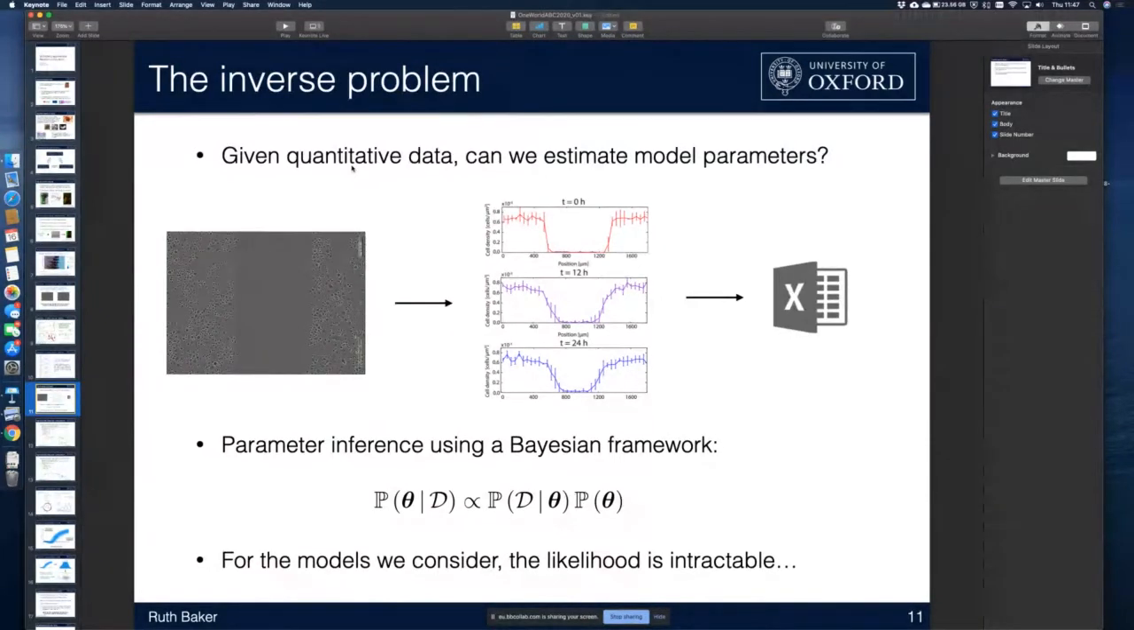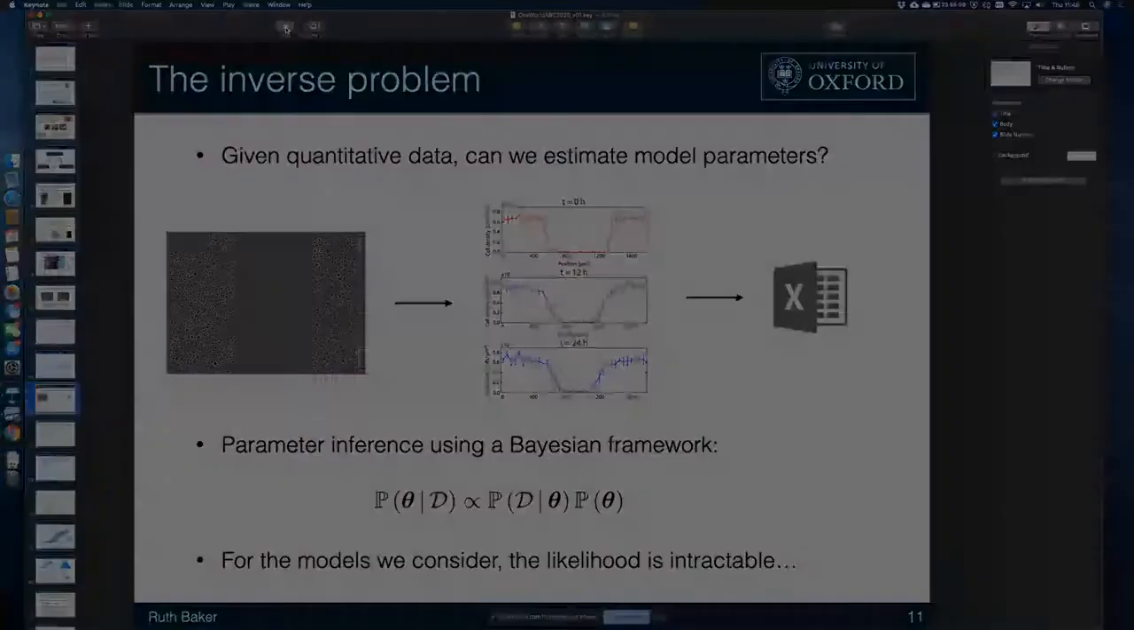So we began to think about working within a Bayesian framework, estimating the parameters of a model theta given data d in terms of the posterior parameter distribution. Using Bayes' rule, we write that as proportional to the product of the likelihood and the prior distribution. Both the models that I described to you have an intractable likelihood, so we were straight away thinking about likelihood-free methods, and in particular approximate Bayesian computation.